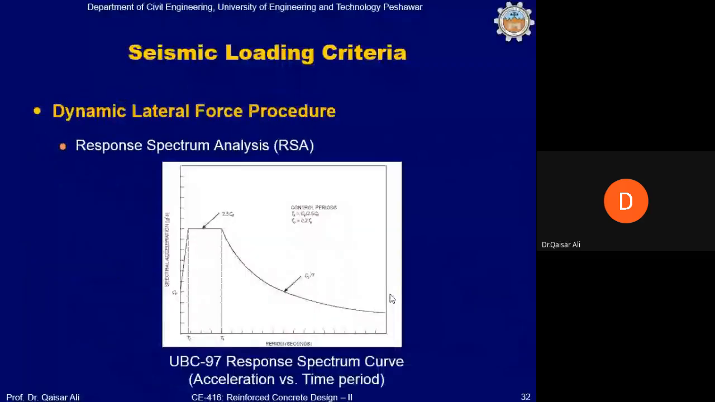From a similar exercise, a response spectrum curve has been developed, and this is available in the Building Code of Pakistan, which is basically from the UBC 97. You can see the initial branch, then a flat portion, and then a lowering down branch of this curve. There are 3 branches of this response spectrum, and its values can be calculated, and this graph can be used in the response spectrum analysis.